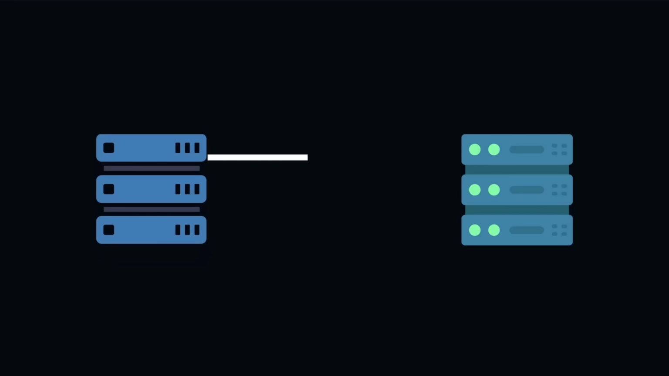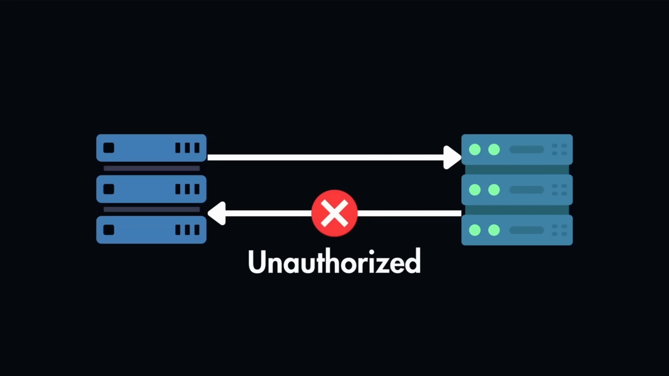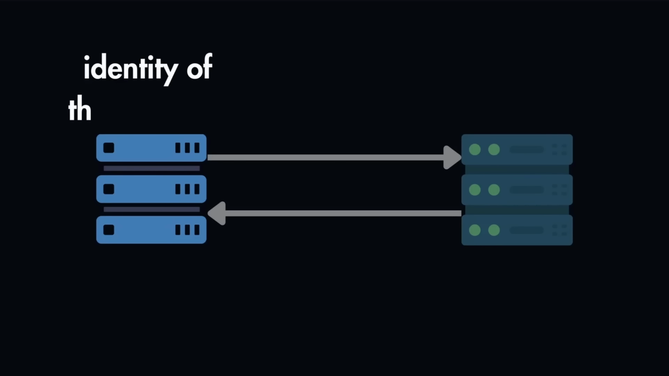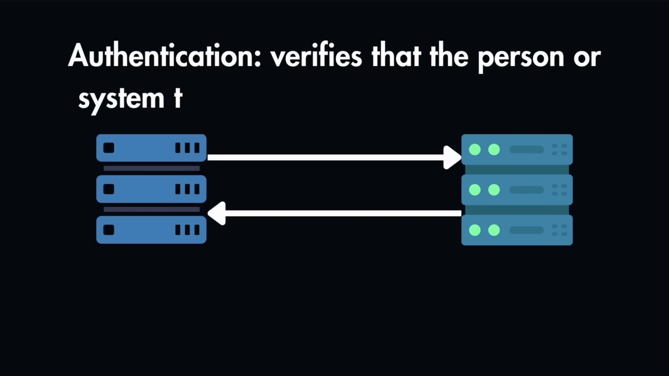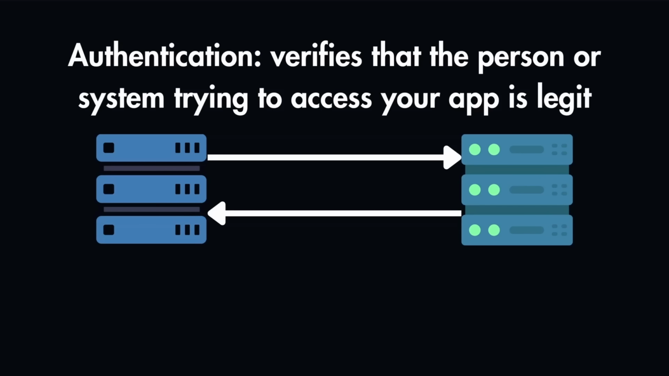Before a system can authorize or restrict anything, it first needs to know the identity of the requester. That's what authentication does. It verifies that the person or system trying to access your app is legit.